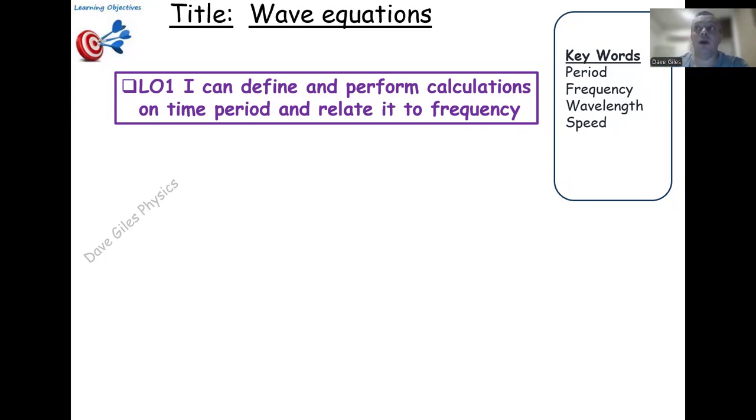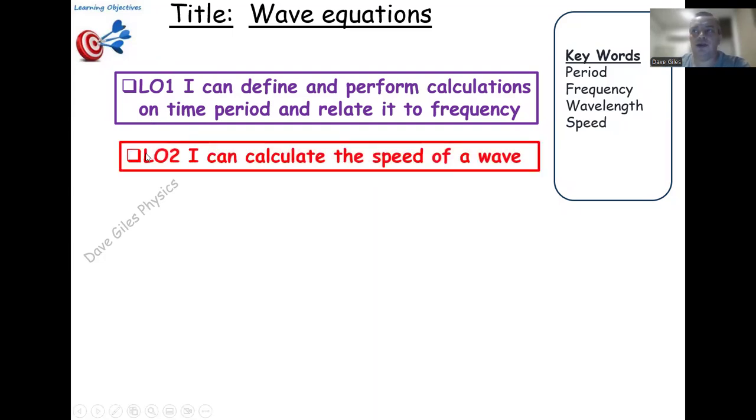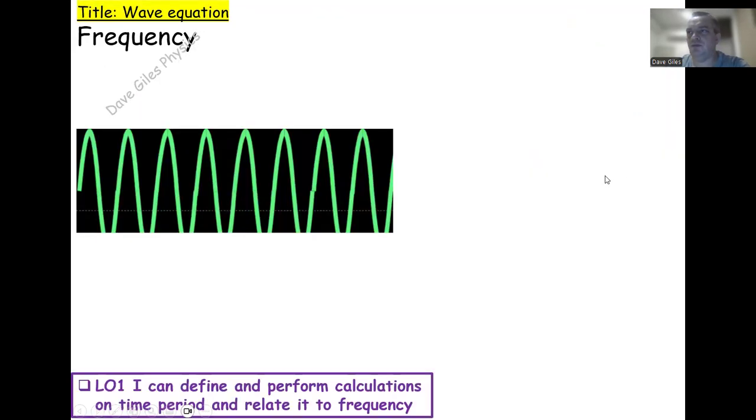And today we're going to be looking at different wave equations. So the first thing I want you to do is define and perform calculations on time period and related to frequency. And I want you to calculate the speed of a wave. And by the end of the lesson, you should also be able to use some of these key words. So period, also known as time period, frequency and wavelength, which we've looked at in previous lessons, and speed, which is a term you should already know from previous units.